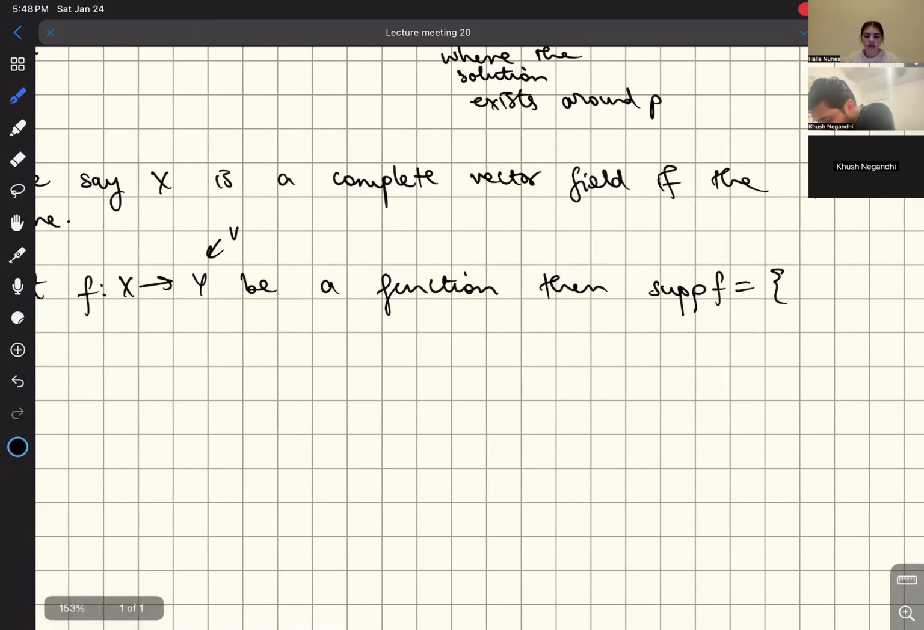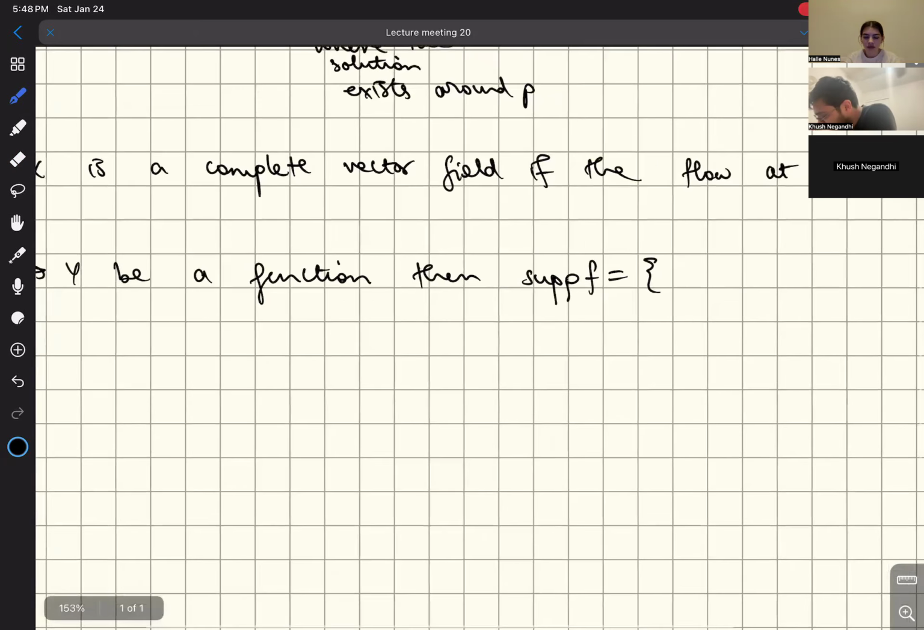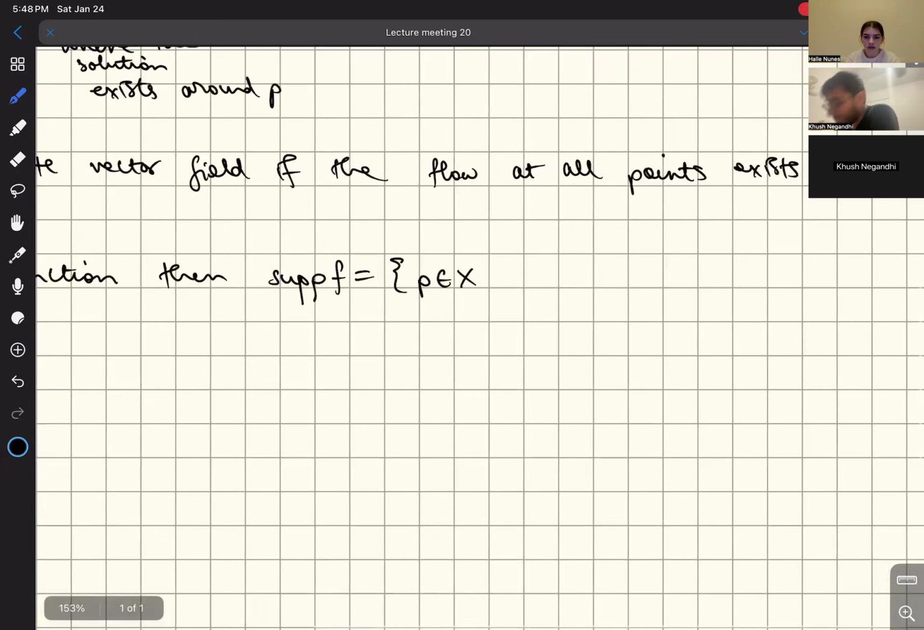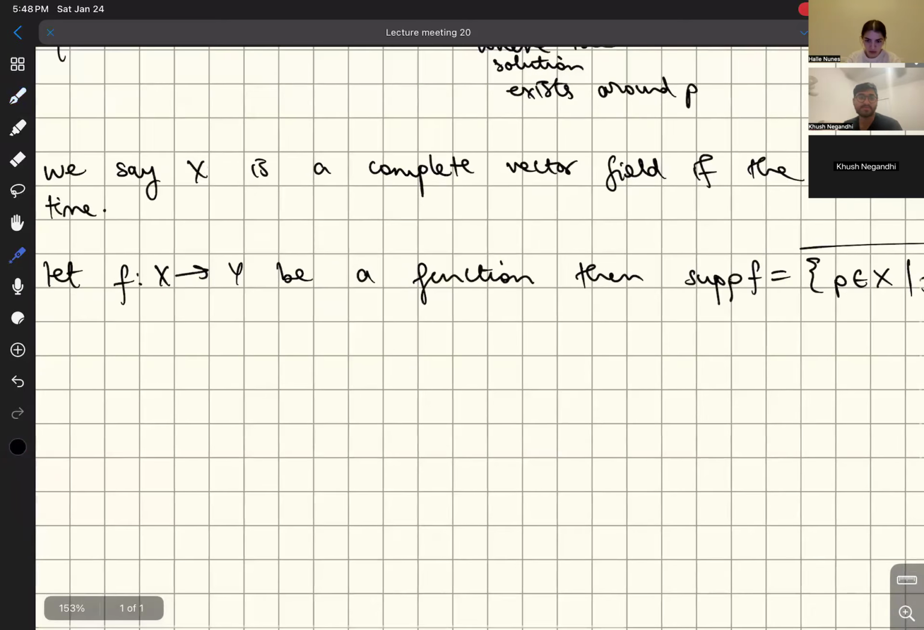Okay, this can be a vector space. Does it have to be a vector space? I don't know. I'll just write down the definition and then I'll let you make sense of whatever you need to make sense of. So, the set of P in X such that f of P is not zero, and then it's just the closure of that. I guess the most general object this could be is a vector bundle. So you can take Y to be some vector bundle over X, for example.